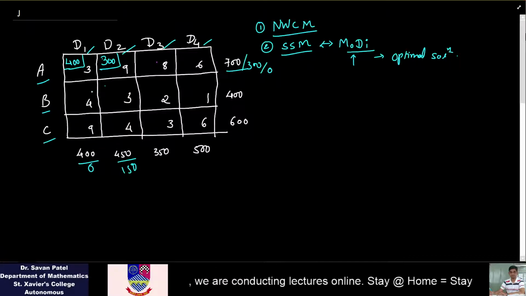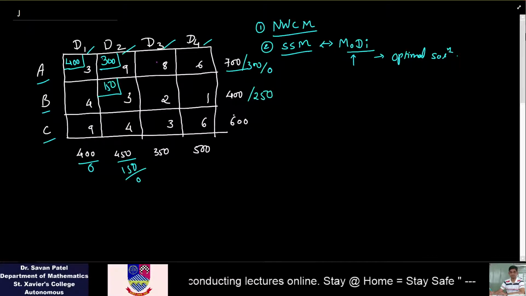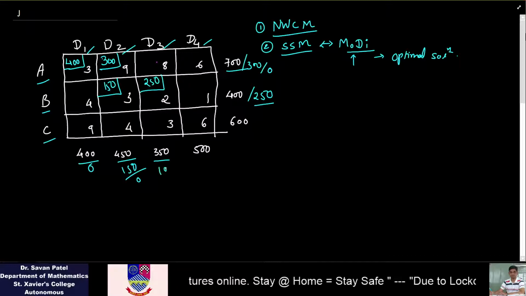So our northwest corner is this. The minimum of 150 and 400 is 150, so here we will allocate 150. Here we are left with 0, and here we are left with 250 units. Then this is our northwest corner. Here we will allocate the minimum of 250 and 350, that is 250. Here we are left with 100 units, and here we are left with 0.